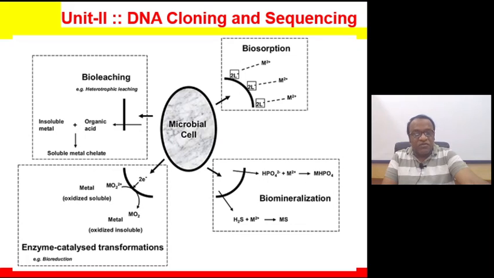So we have tried to understand what biodegradation is, what bioremediation is, and what the different levels or phases of bioremediation are, that is natural attenuation, biostimulation, bioaugmentation, and what the various categories of organic pollutants are, and the mechanisms by which microorganisms act upon heavy metals. And there are four processes: biosorption, bioleaching, biomineralization, and transformation.